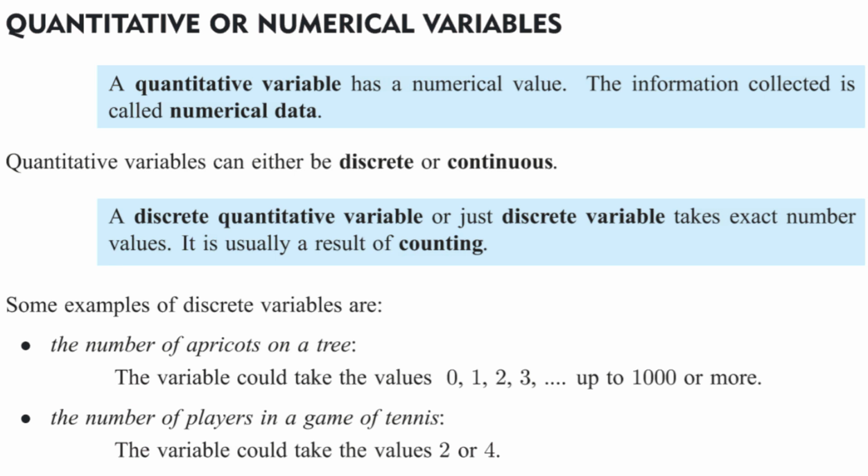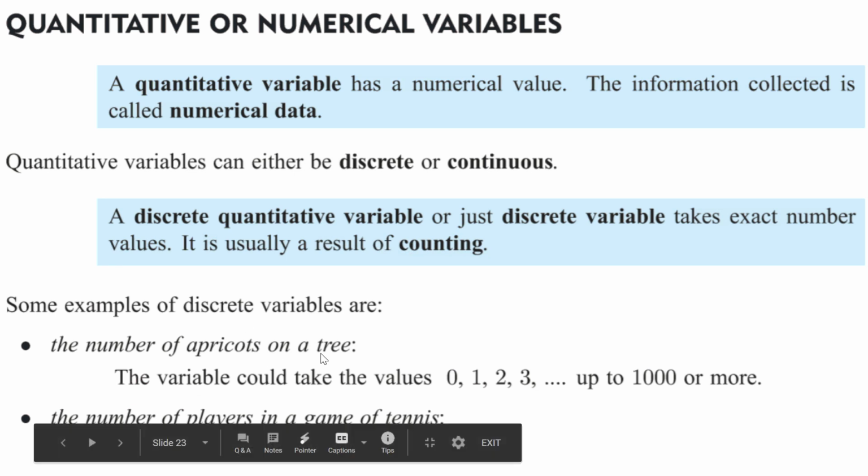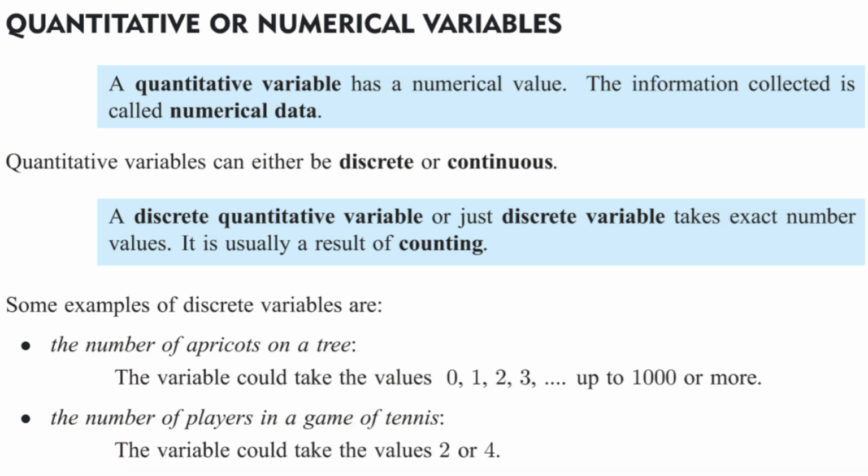Now, when we talk about these quantitative variables, they could be discrete or they could be continuous. Discrete quantitative variables are things that are countable. If you can count the number of apricots in a tree, then the number of apricots in a tree would be a discrete quantitative variable.